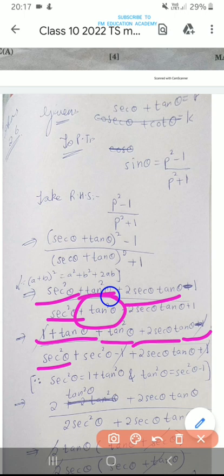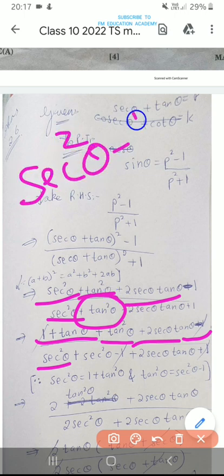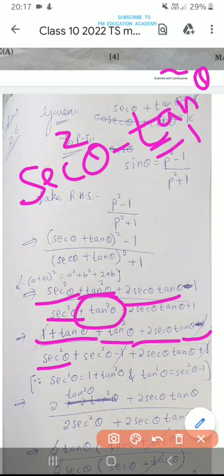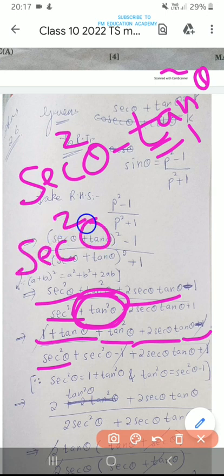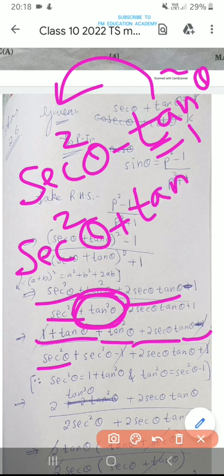Again, what is tan square theta? We know there is a relationship between secant square theta and tan square theta. Just now we did. Secant square theta minus tan square theta is how much? 1. What do I need? I need the value of tan square theta. So secant square theta is as it is, minus tan square theta. If it comes this side, it becomes plus tan square theta.